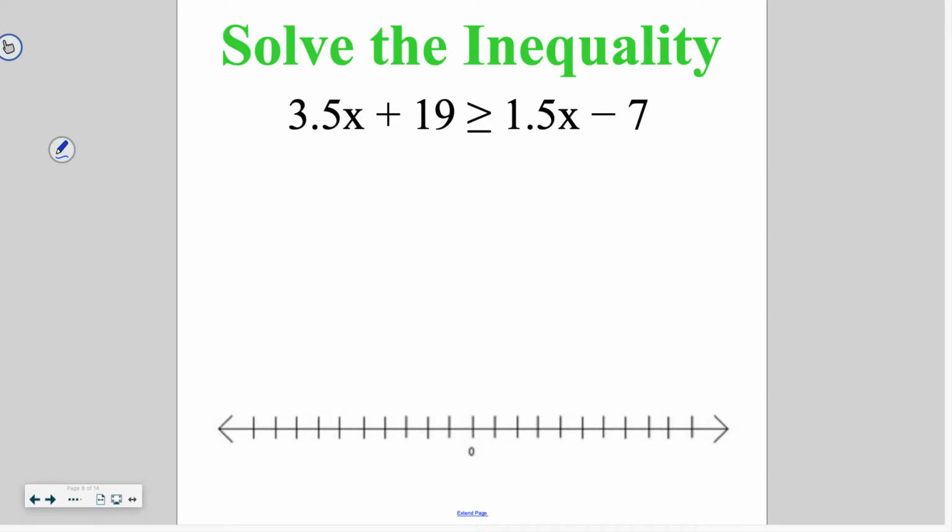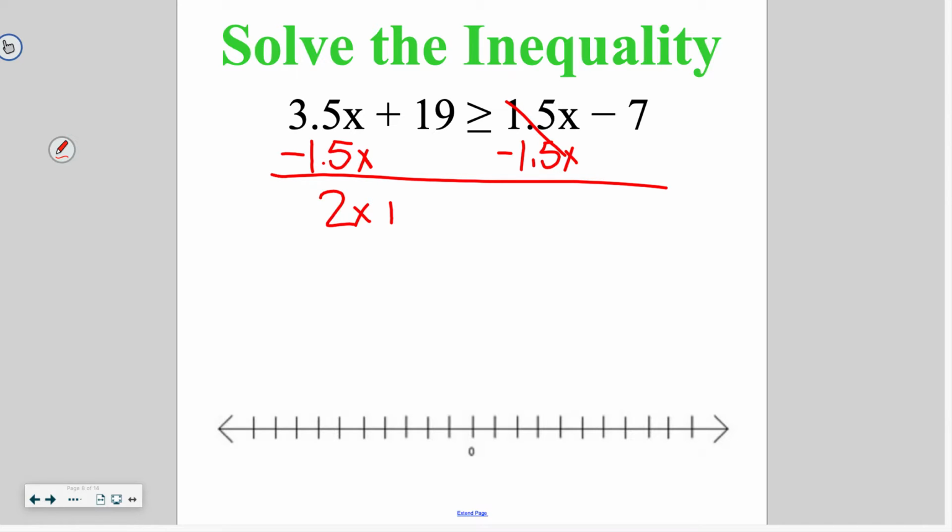Again, similar to equations, we can have problems that have variables on both sides of the inequality. Once again, our goal with this is to get it to one variable. So we're going to need to move either the 3.5x or the 1.5x. Personally, we want to try and keep them positive. So we're going to take away 1.5x from 3.5x. That's going to give me positive 2x plus 19 is greater than or equal to negative 7.